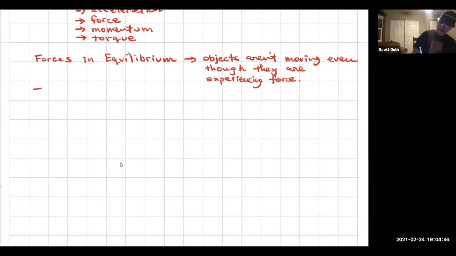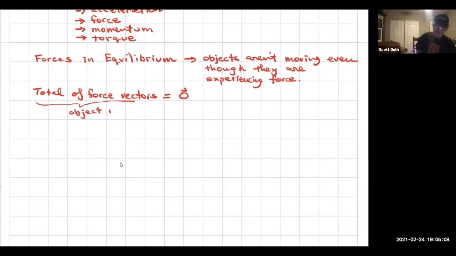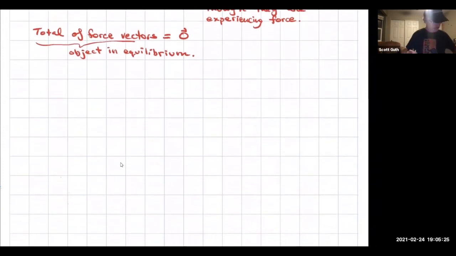So the total of the force vectors has to be a zero vector, not a zero scalar. Again, this is forces on an object in equilibrium. I know a lot of you have worked problems like this, so I apologize. Let's go ahead and do one anyway. I just remember absolutely hating these problems.